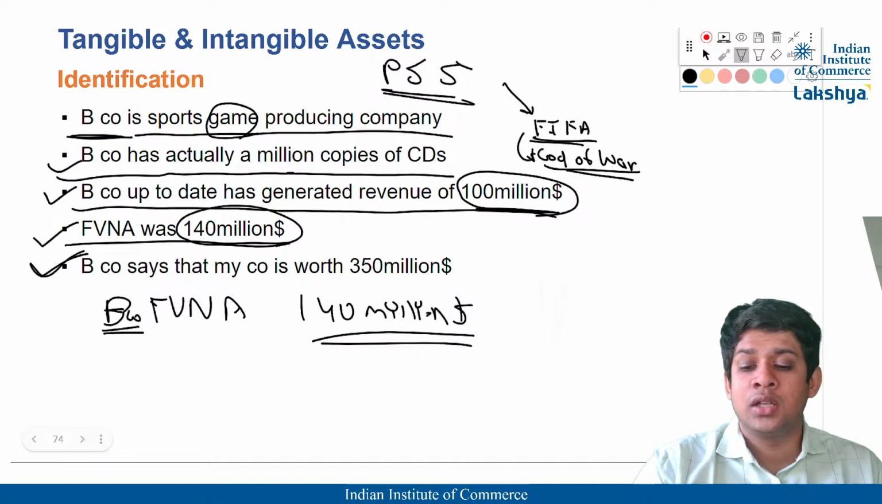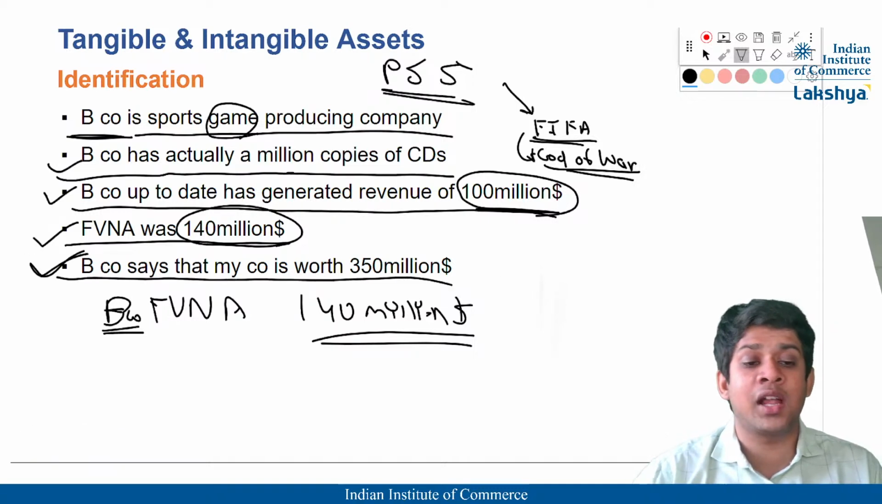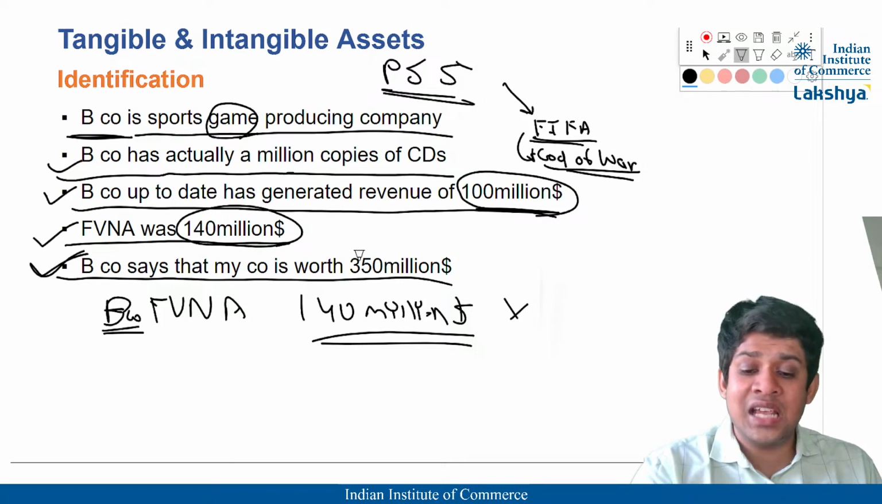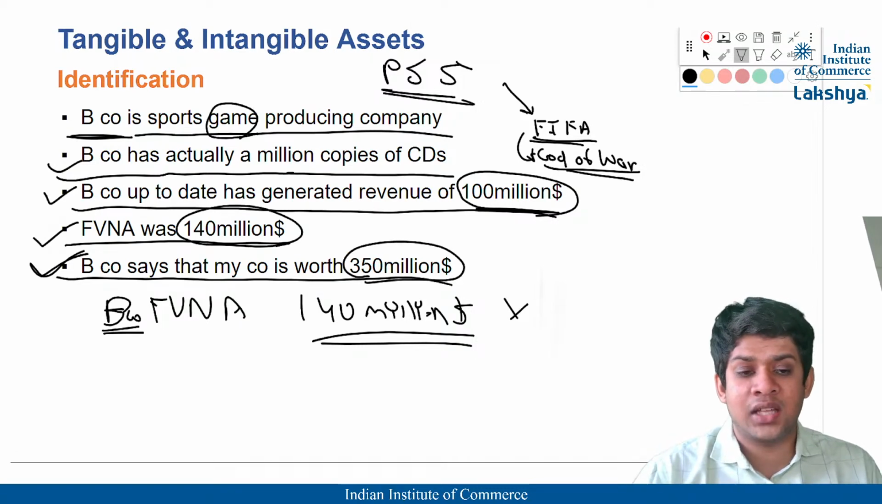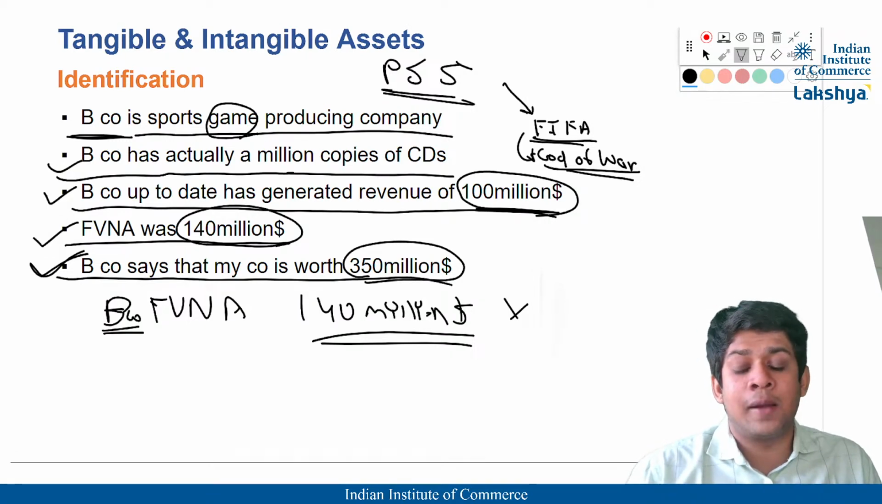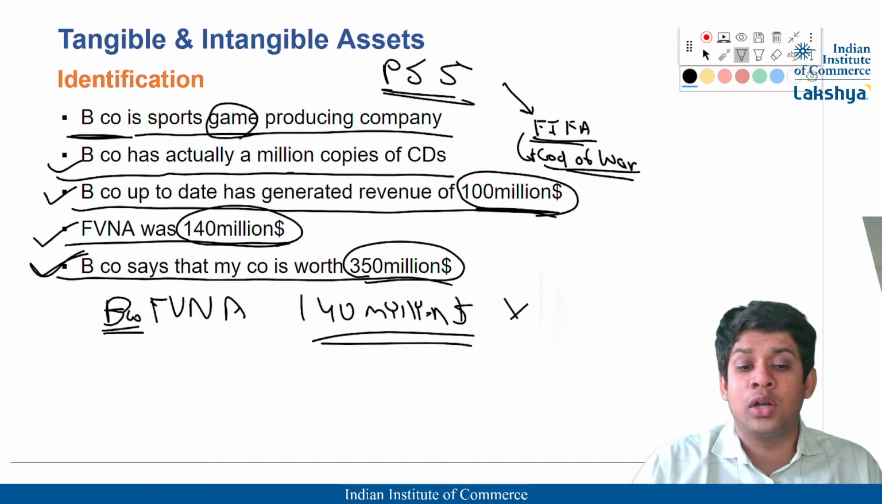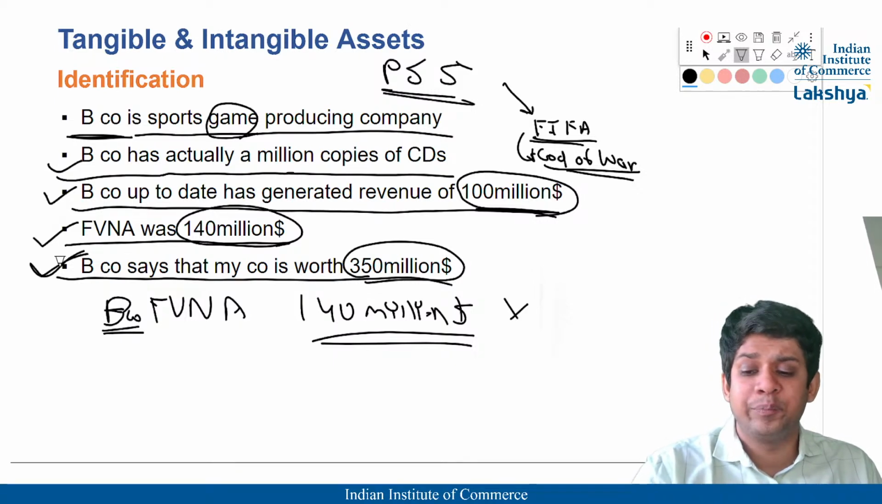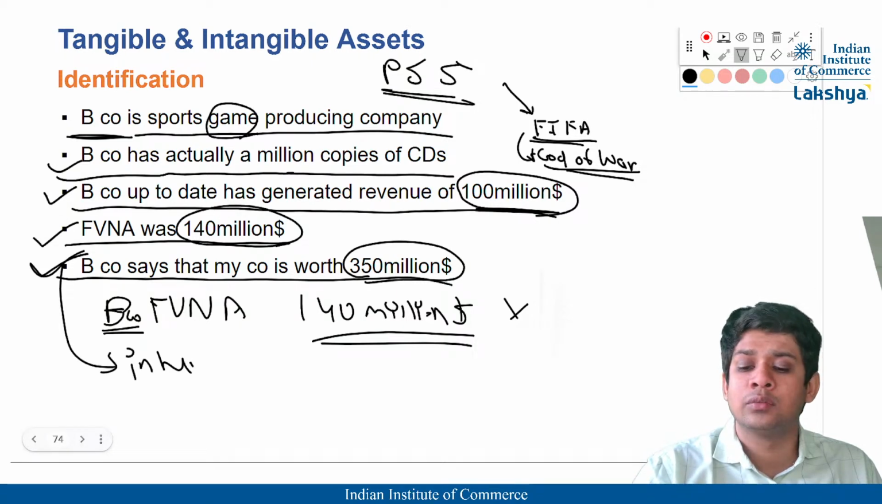But B company says that my worth is $350 million. That means my company's worth is not $140 million, it is $350 million. So this is an inherent goodwill. Why is B company saying that? B company says that I will generate future economic benefits because my company is very well known. I have sold 1 million copies already, and I have many good games for which I've got many good responses from different customers. So my worth today is $350 million. Even though my assets are only $140 million, my company's worth today is $350 million. So technically, this is an inherent goodwill.